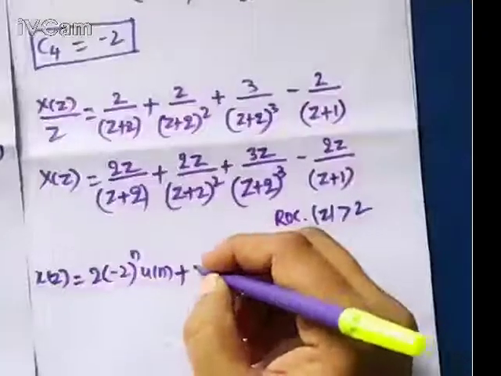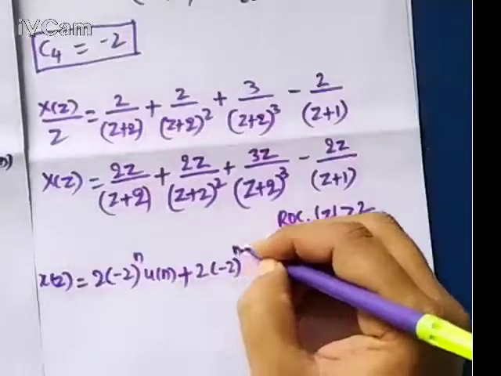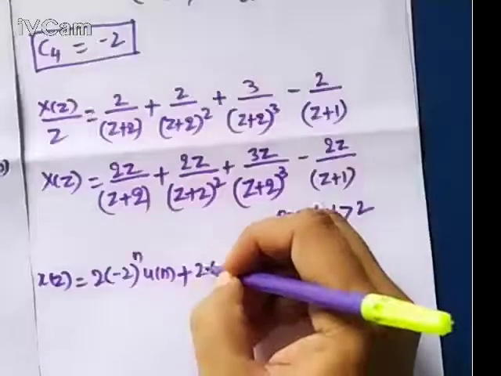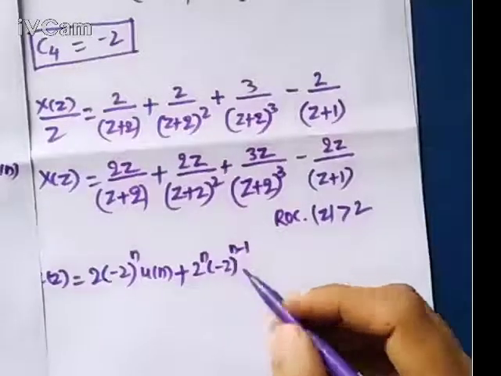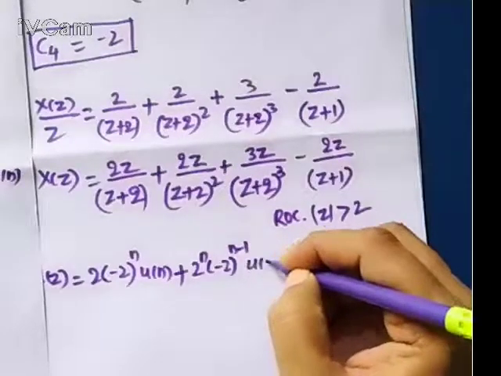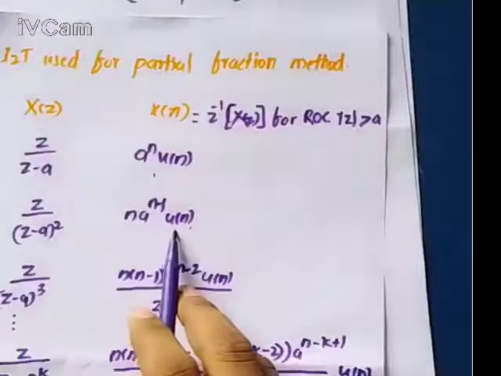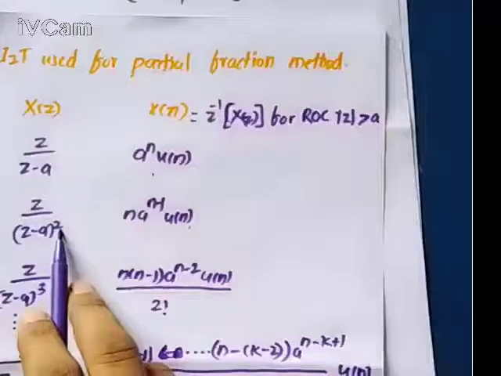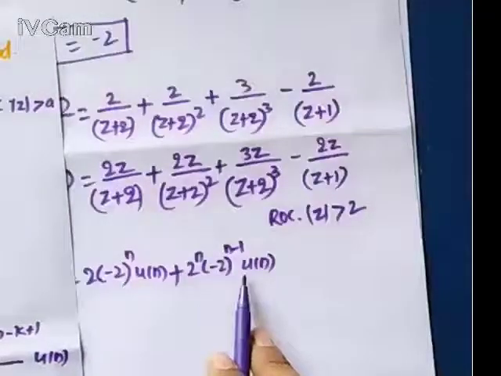So accordingly, this will be 2 into minus 2 power n minus 1, sorry, n should come here: 2n into minus 2 power n minus 1 u of n. Is that clear? This is the way of representation: for z by z minus a square, we have to write n into a power n minus 1 u of n, and we have written it the same way here.